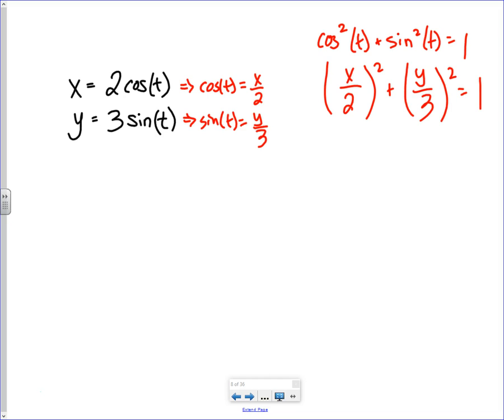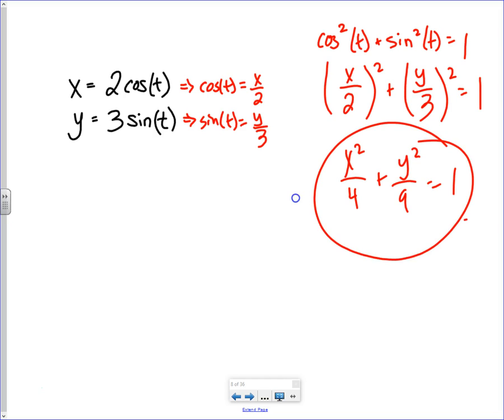Cosine squared plus sine squared is 1, so therefore I'm able to go over here and say, well, who is cosine? That guy. Who is sine? That guy. Sweet. Plug it in. Ha! t's gone. And what do I have left? x squared over 4 plus y squared over 9 equals 1. Should we recognize him? He's an ellipse with a minor radius of 2 horizontally and a major radius of 3.